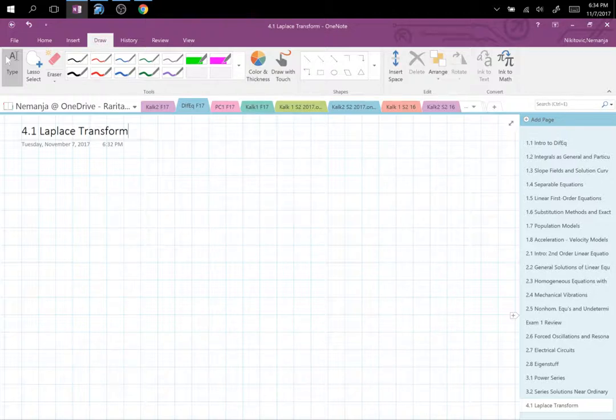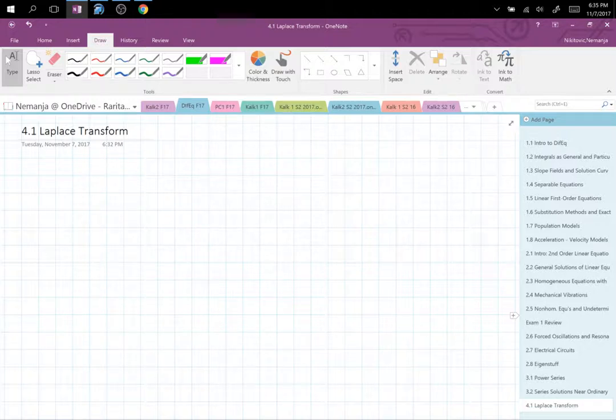So, what are Laplace transforms? This is going to be really cool, I promise you. And if you don't find this cool, you're on a wrong line of work.